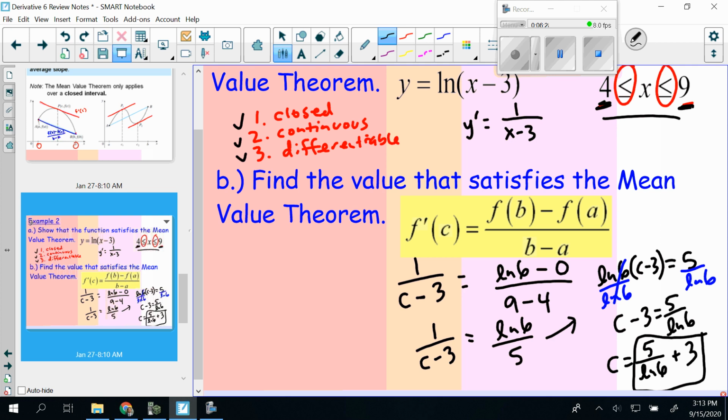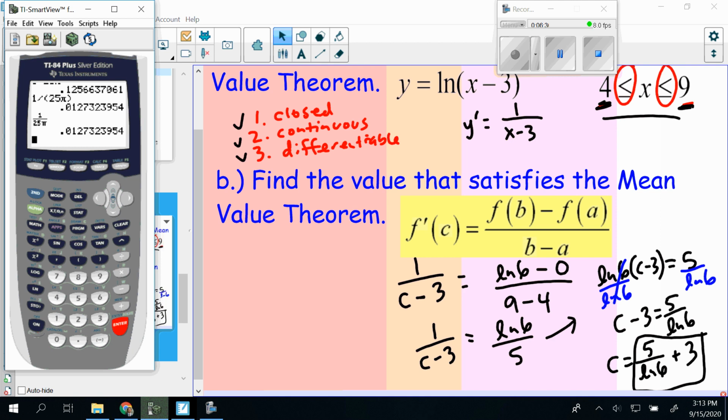Just to check, that should be a value between 4 and 9. You could jump on a calculator and see what the approximate value comes out to be. So if we do 5 divided by natural log 6, and then add 3 to that, that should be a number between 4 and 9 somewhere, and yes, it is. It's about 5.791.